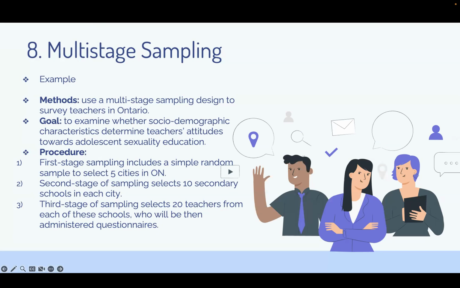The first step, we pull 5 cities out of the hat. A random pick from all the places in Ontario. We are not playing favorites. Every city has the same chance to get the spotlight.